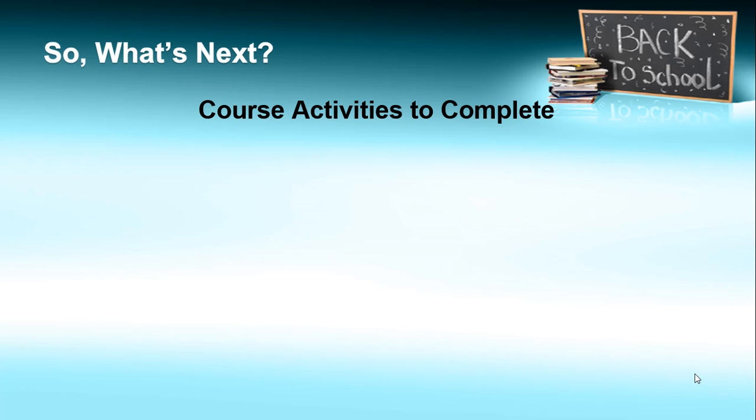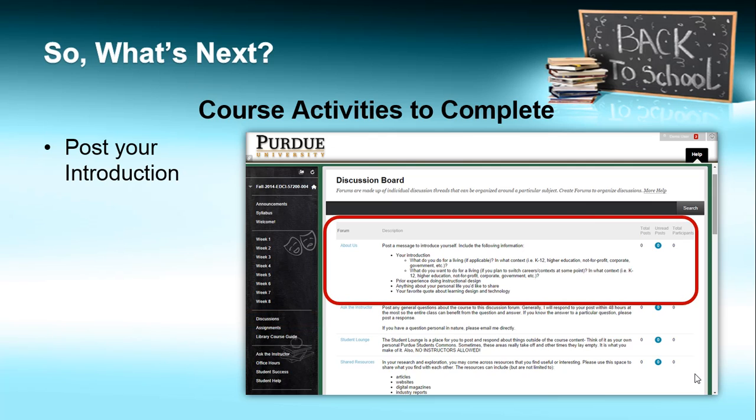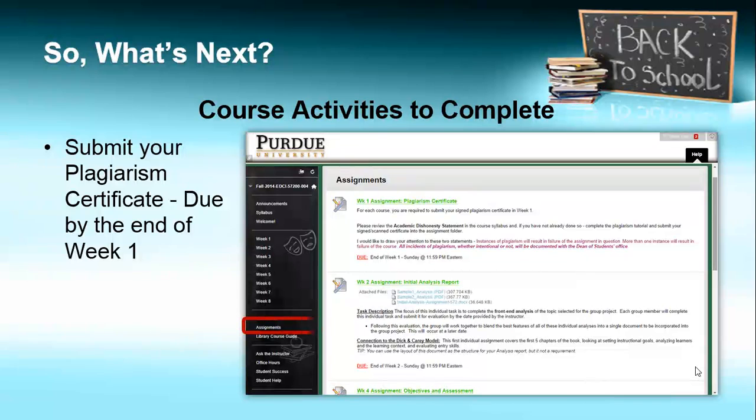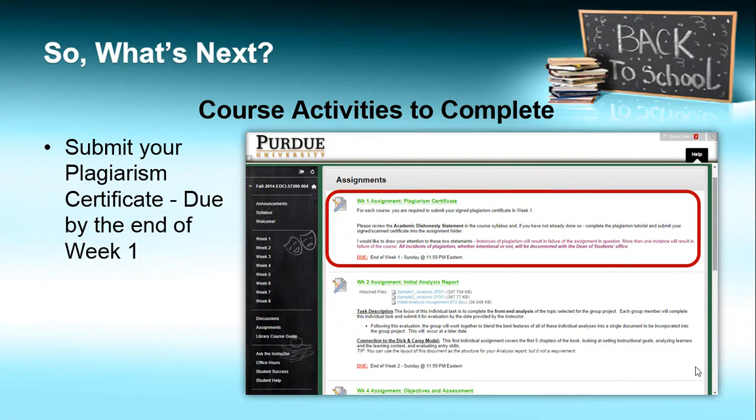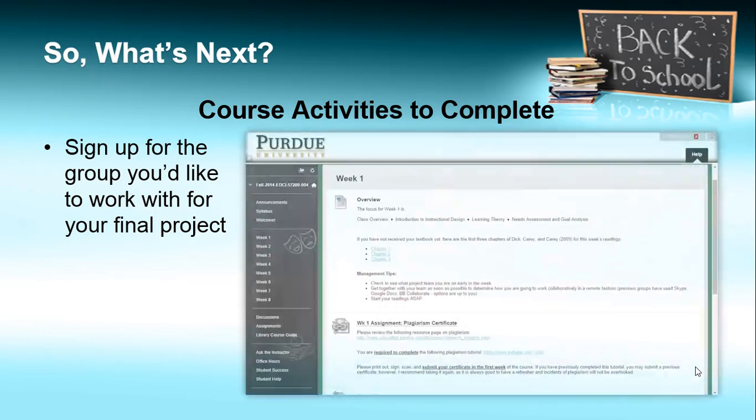There are some activities that you need to complete this week. First of all, post your introductions. You can go in, click on discussions, and click on that very first discussion forum you'll find there, and post the information that I shared earlier with you. Submit your plagiarism certificate, which is due by the end of this week. So if you click on assignments, the first assignment there is going to be the place where you'll submit that. And also sign up for the group project you'd like to work with for your final project.